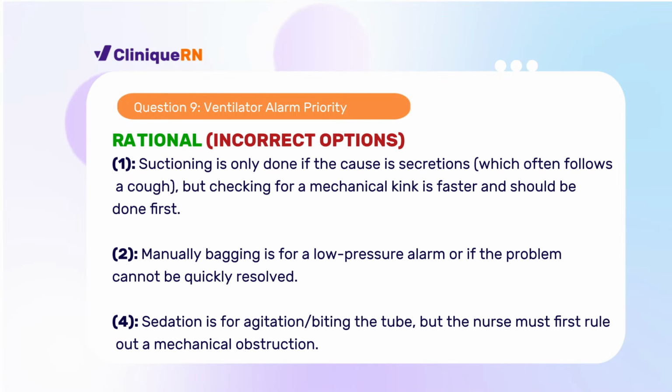Incorrect options. 1. Suctioning is only done if the cause is secretions, which often follows a cough, but checking for a mechanical kink is faster and should be done first. 2. Manually bagging is for a low-pressure alarm or if the problem cannot be quickly resolved. 4. Sedation is for agitation or biting the tube, but the nurse must first rule out a mechanical obstruction.